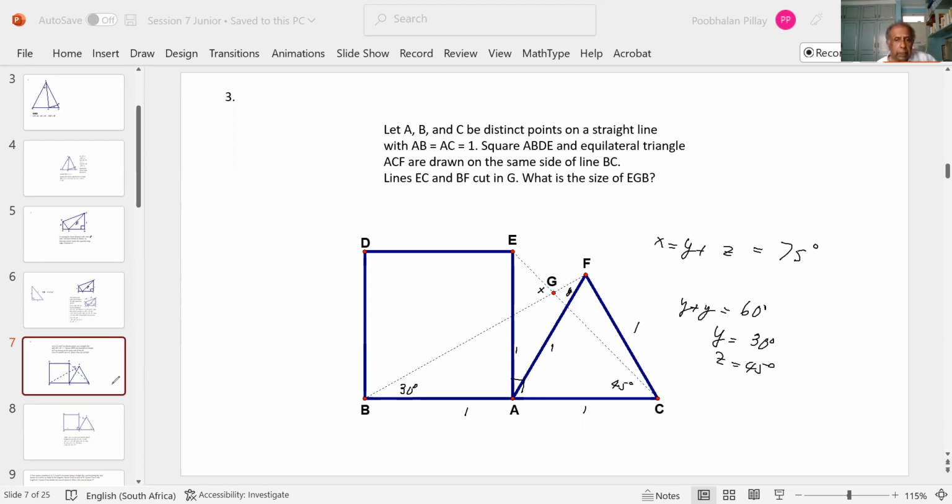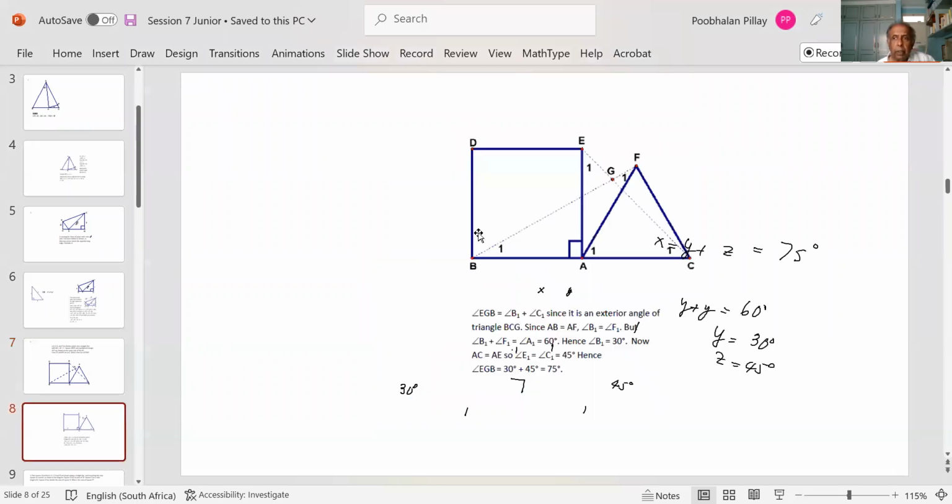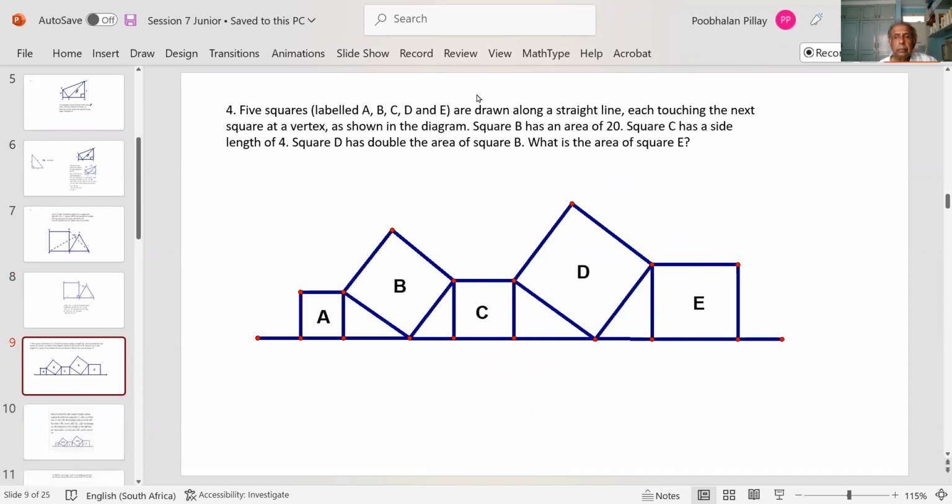And as I promised, we have written this thing out in full. And that is the way to get to 75 degrees. All right. So let's get on to the next problem. The next problem is number 4.